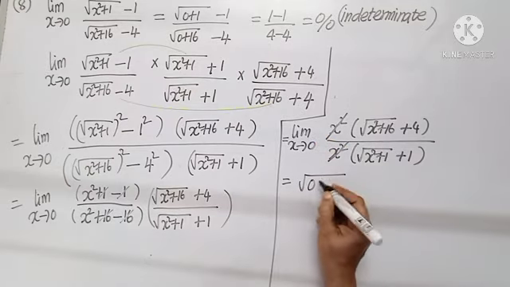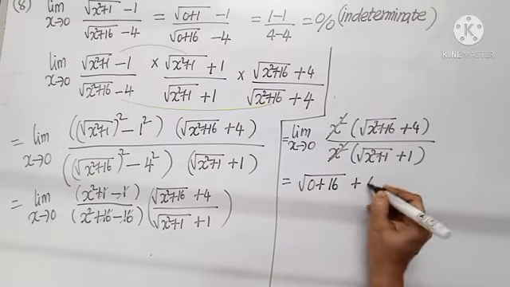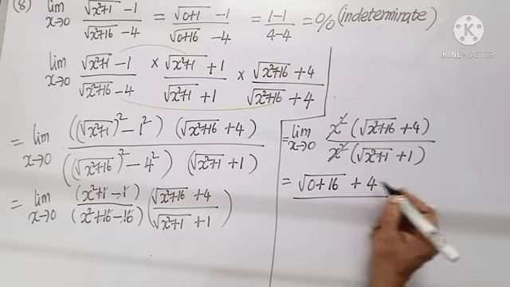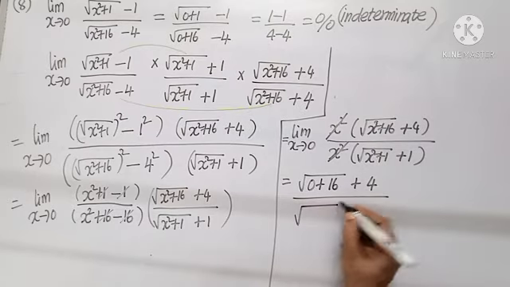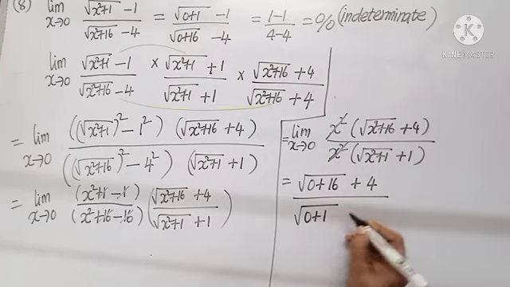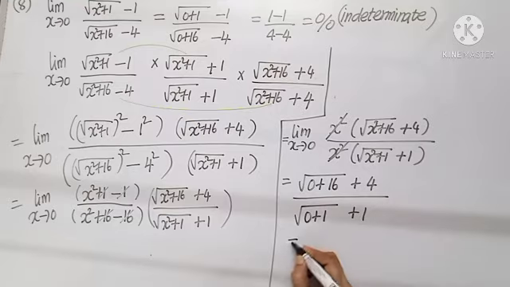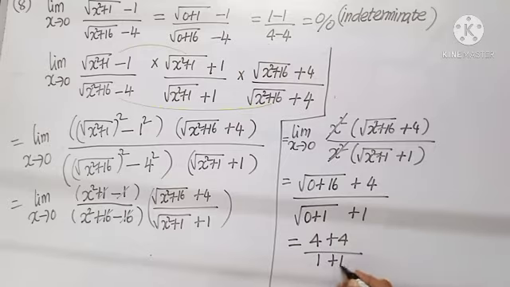So it becomes root of 0 plus 16 plus 4. Denominator root of 0 plus 1 plus 1. As we simplify, root 16 is 4 plus 4. Root 1 is 1 plus 1. That is 8 by 2, which gives me 4, and 4 is the limit value.